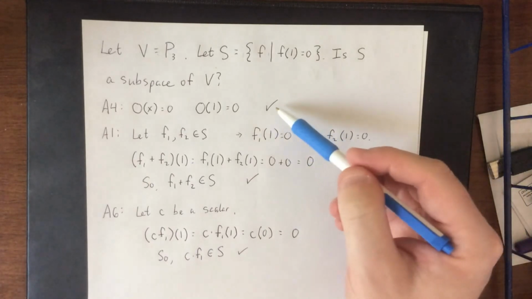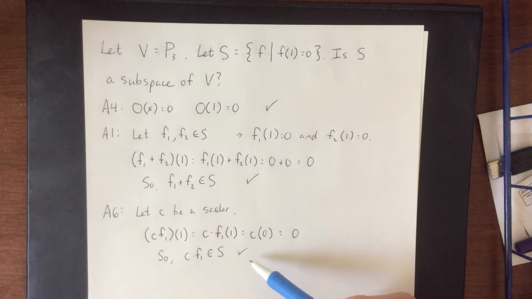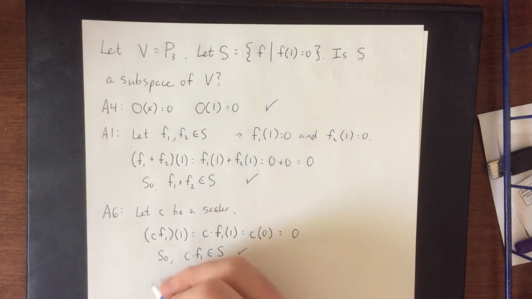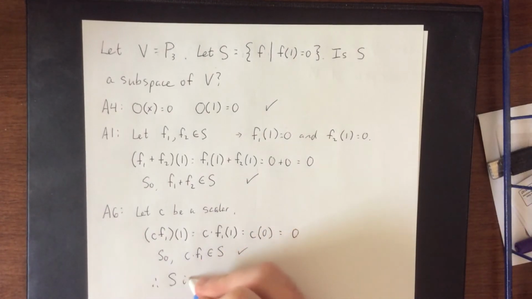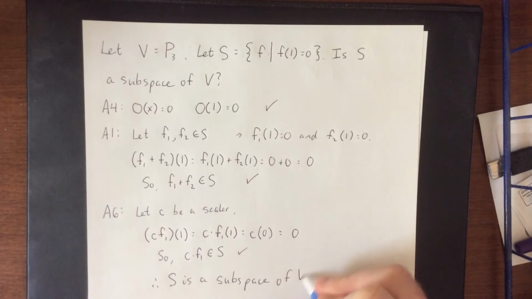So, because we have the 0 vector, closure under vector addition, and closure under scalar multiplication, we can draw the conclusion. Therefore, S is a subspace of V.